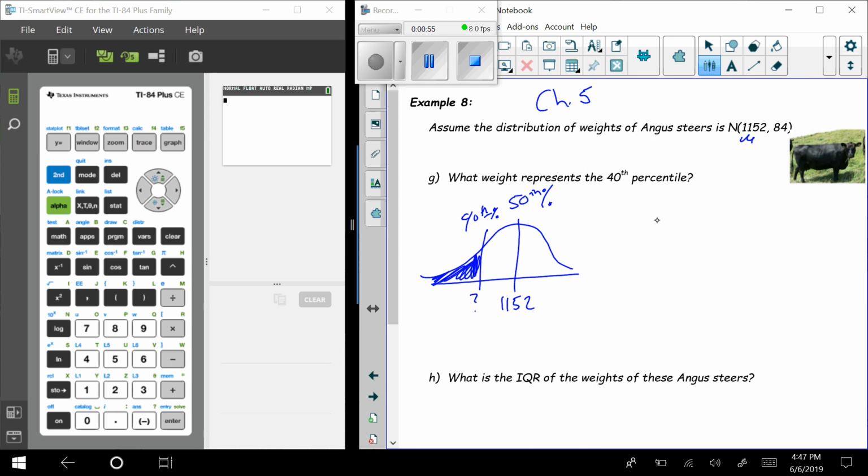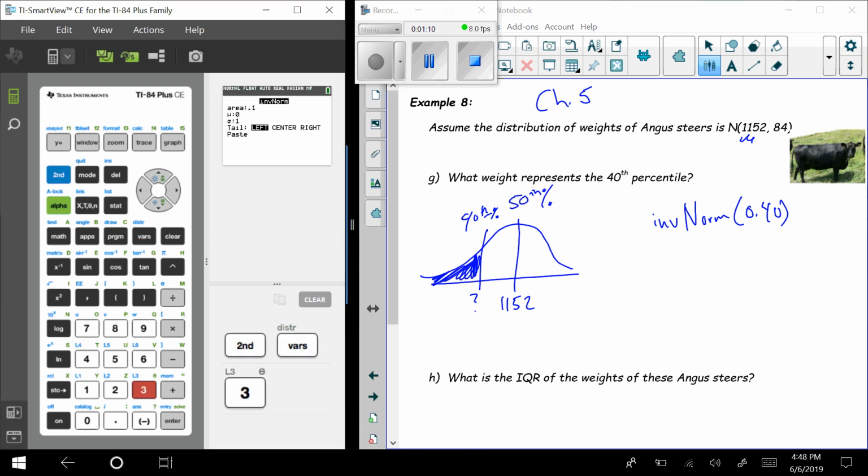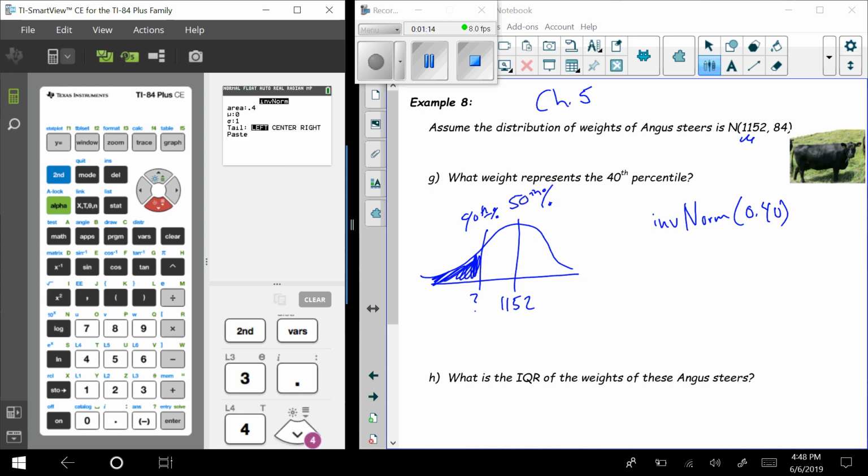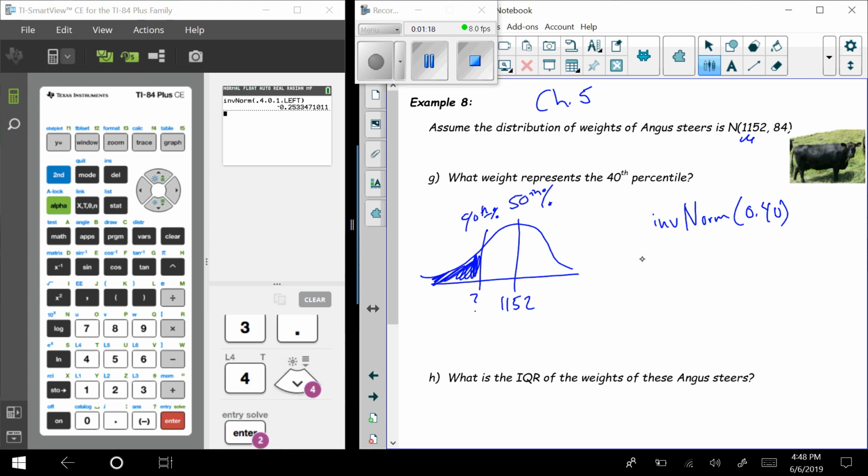Well, it's to the left, so I should be able to do inverse norm of the left. Well, the left is 40%, right? We anticipate this number being negative because it's below the mean, below the halfway point. So I go second, vars, hit 3, inverse norm, 0.4. It's already on left. Enter. Hopefully it's negative, and it is. I get a z-score here of negative 0.253.